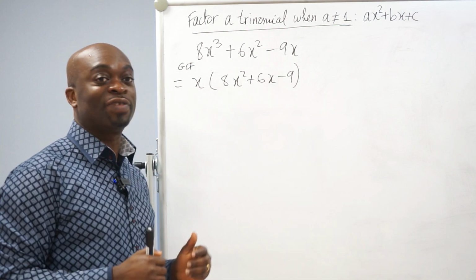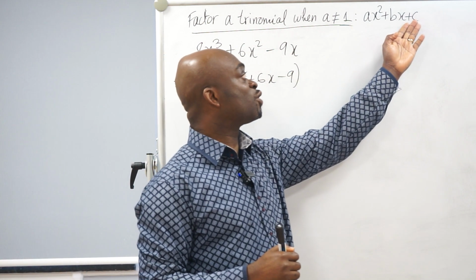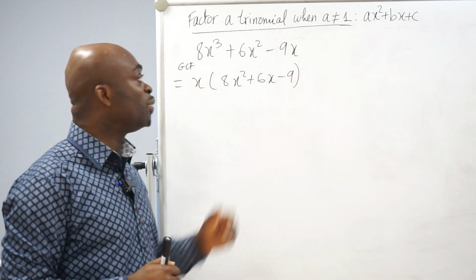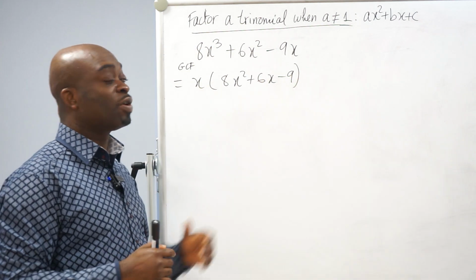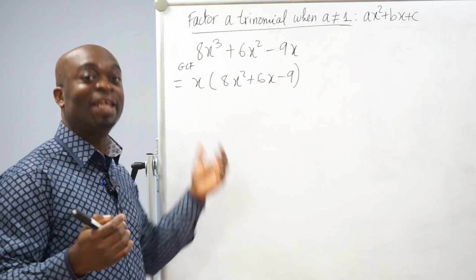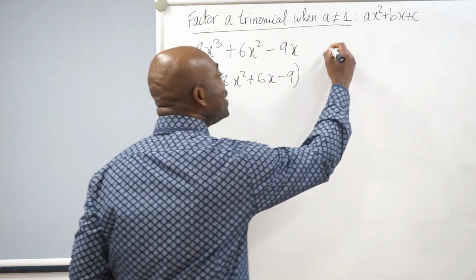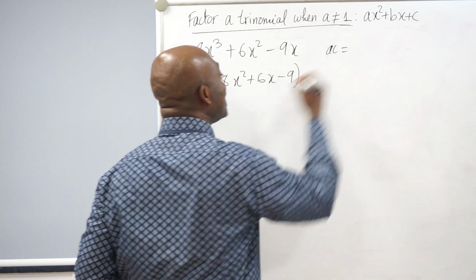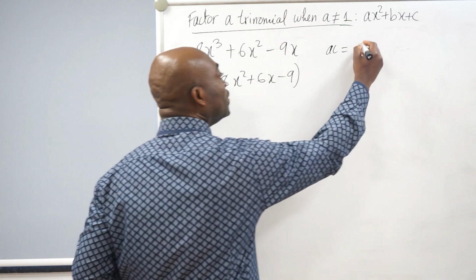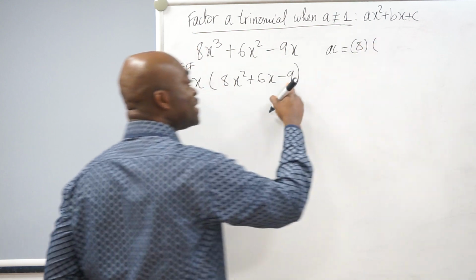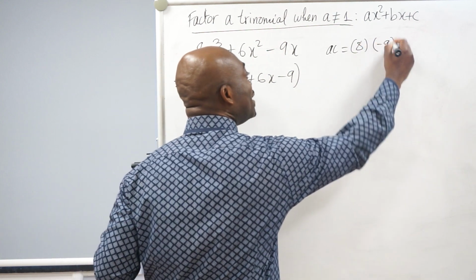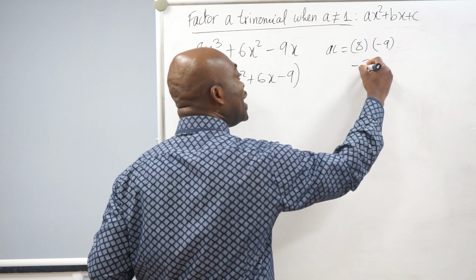Now what do we have left inside? Ax squared plus bx plus c. This is the trinomial that we're looking for, with the highest power being 2. Now we can apply the AC method. We take the a, which is 8, and the c, which is negative 9, and multiply them together. So we end up with negative 72.